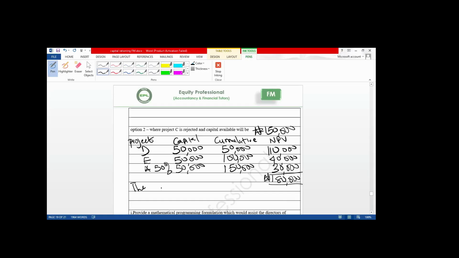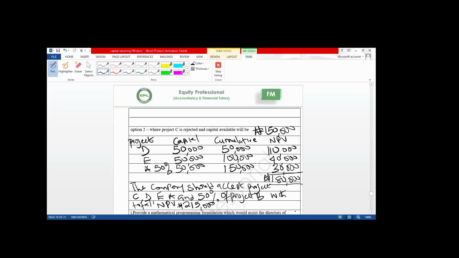The company should accept projects C, D, E, A, and 50% of project B, with total NPV of 215,000 naira. You are done with the question.